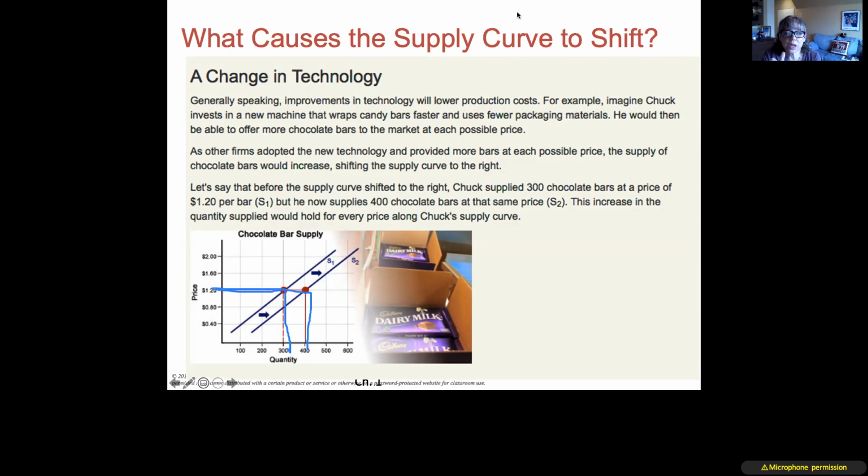Changes in technology that decrease the cost of production, whether it's because the inputs get cheaper, or whether it just decreases the overall cost of producing the product. Both are production technologies, will shift the demand curve out.